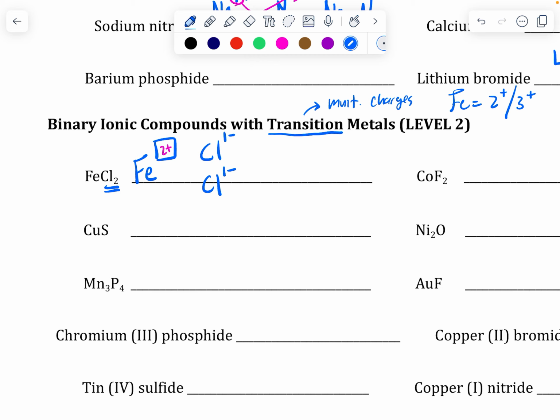So let's go ahead and name this thing. The Fe is iron. Now, using Roman numerals, since that's a 2 plus, I'm going to put down 2 as the Roman numeral, and add its name.